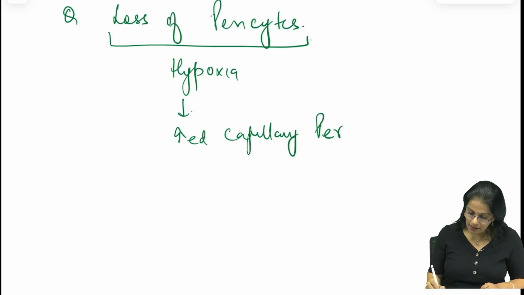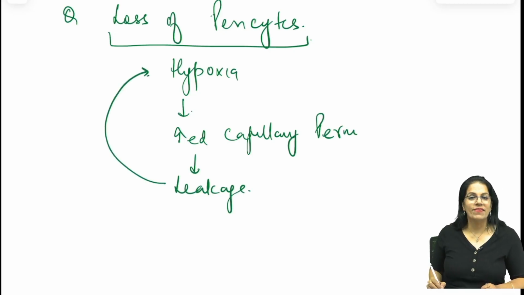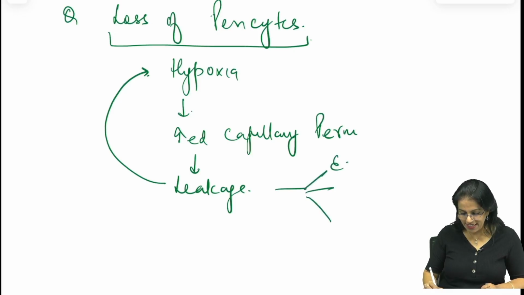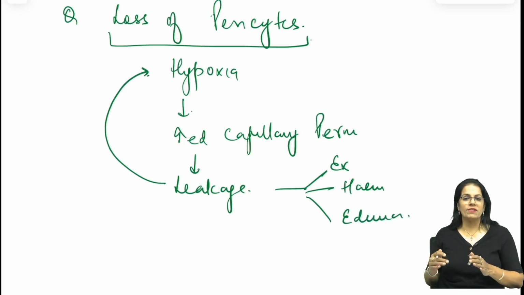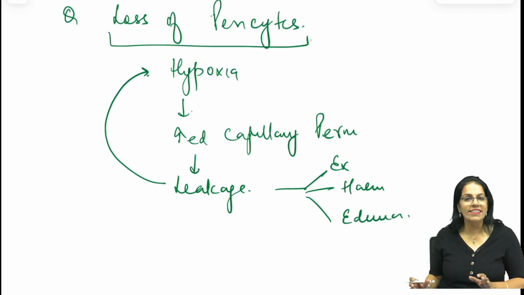When there is increased capillary permeability, there is leakage. And when there is leakage, there is even more hypoxia. So, it is a vicious circle. This leakage in the retina will present as all types of exudates, hemorrhages and edema. I think you have the idea of the different edema: edema at the macula, at the disc or elsewhere, anywhere in the retina.